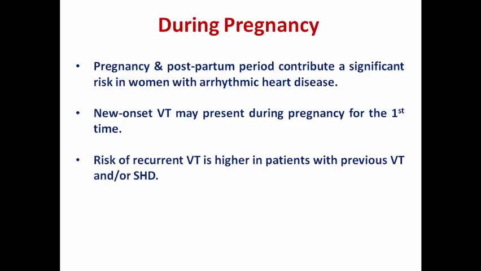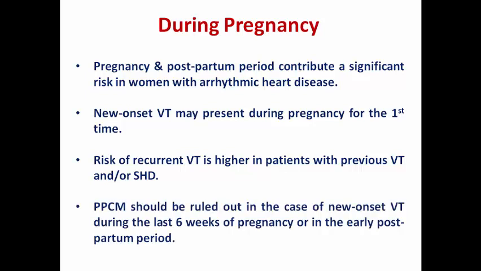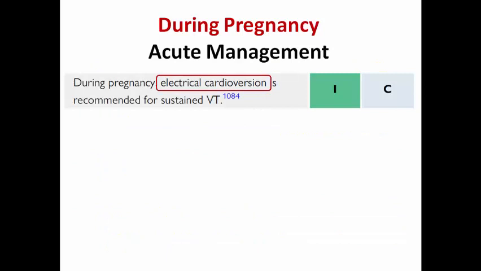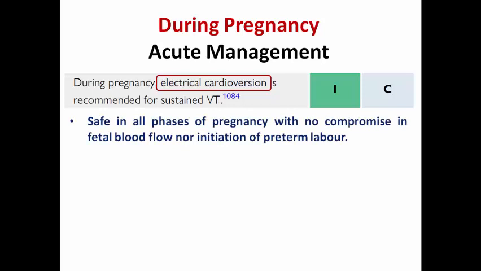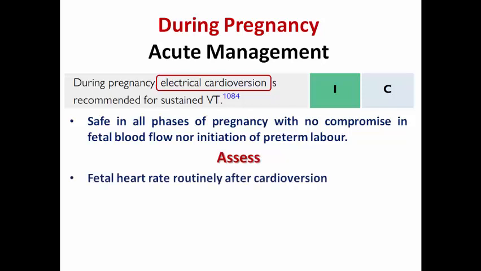Sometimes the risk of recurrent VT is higher in patients, of course, with previous VT or structural heart disease, and you should rule out peripartum cardiomyopathy in case of new onset VT in the last 6 weeks of pregnancy or the early postpartum period. So it is not uncommon to see ventricular arrhythmias during pregnancy or postpartum periods. We all know that electrical cardioversion is recommended for sustained VT during pregnancy. It is safe in all phases with no compromise in fetal blood flow or risk of preterm labor, but assess the fetal rate routinely after cardioversion.